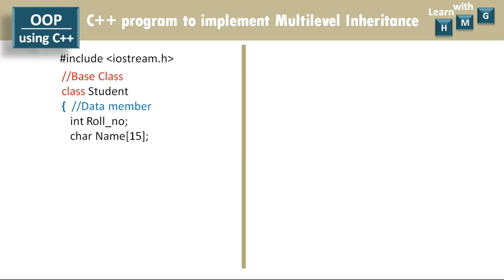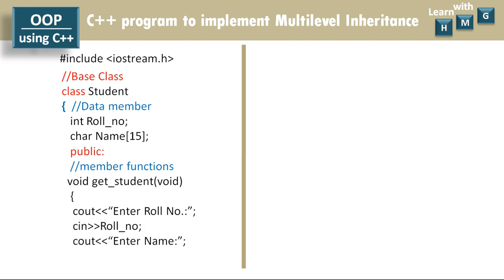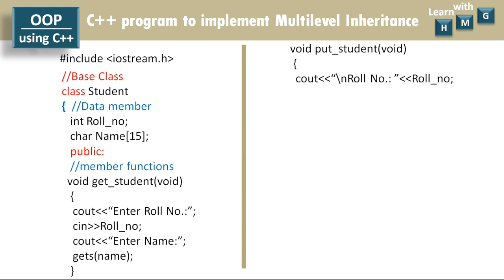Public section, in this I have member functions. First member function getstudent, which will accept the value of roll number and the name of the student using input operations, cin roll number and gets name. So this is getstudent, which will accept the information of the student, that is roll number and name. Second member function is putstudent, which will display the roll number and name of the student. So cout roll number and cout name. End of the class. So like this we have defined the base class student.